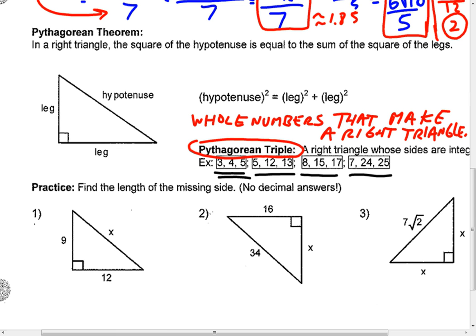Have we seen 3, 4, 5 a lot? Yes. So if you see a 7 popping up in a right triangle and a 25 for the hypotenuse, if you've memorized this, what should the other leg be? 24.